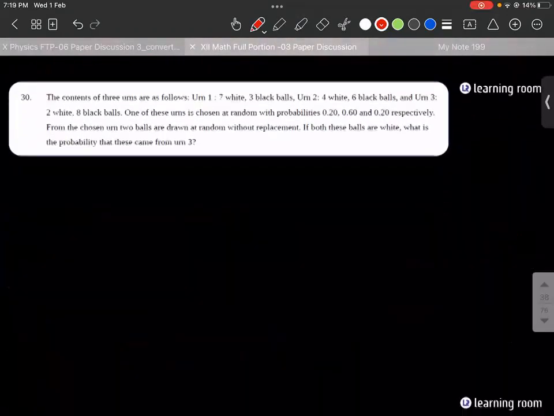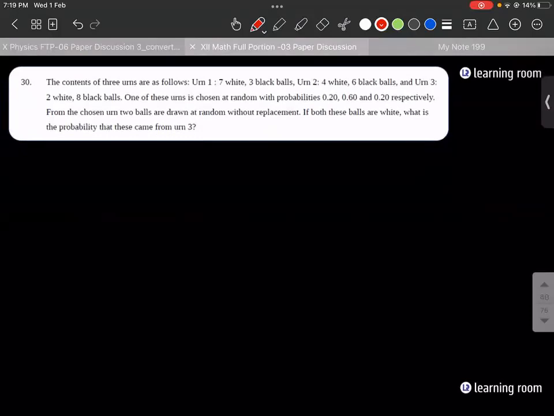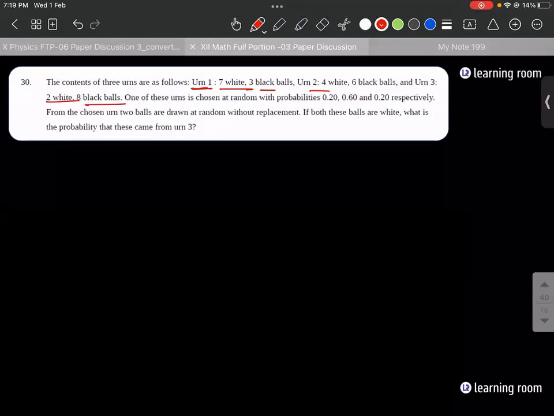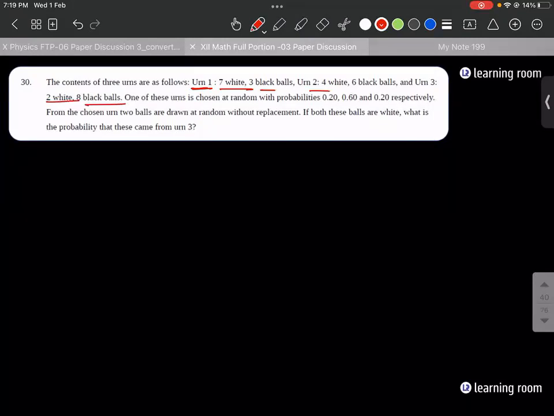Okay. So what is the answer for 30th? The contents of 3 urns are as follows. Urn 1 contains 7 white, 3 black. Urn 2 contains 4 white, 6 black. Urn 3 contains 2 white, 8 black. One of these urns is chosen at random with probabilities of 0.2, 0.6, and 0.2 respectively. From the chosen urn, 2 balls are drawn at random without replacement. If both these balls are white, what is the probability that these came from urn 3? Answer.